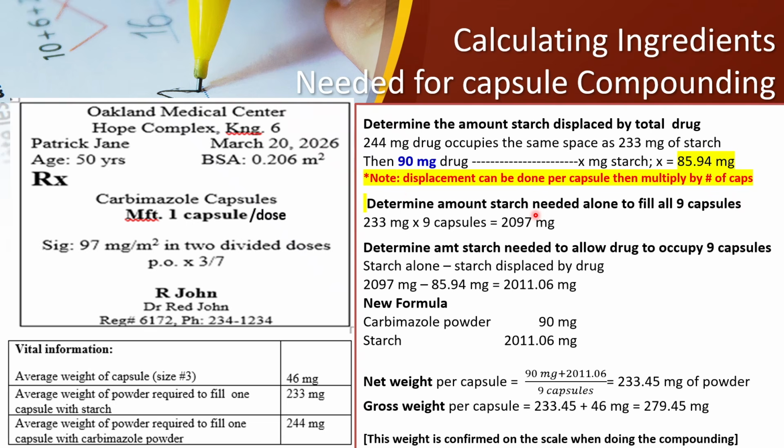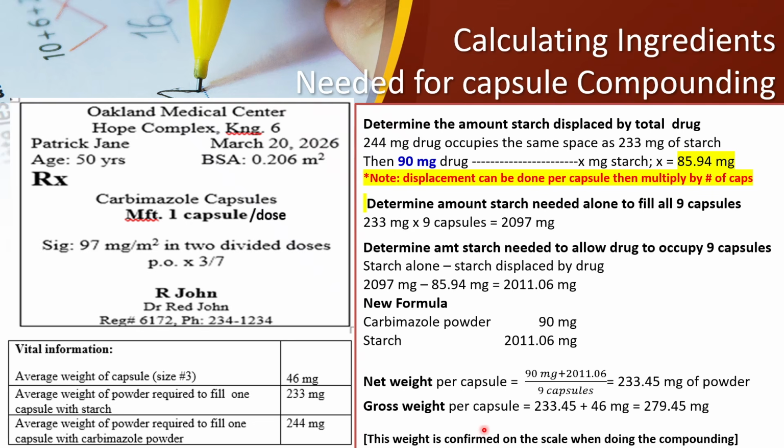Now, students may want to do the calculation per capsule, but you have to remember now, at the end, you're going to have to multiply by the number of capsules you are calculating for. So we determined the amount of starch that will be required to fill 9 capsules alone. We got that to be 2097. We subtracted the displaced starch from that amount, and that will reveal the amount of starch that you're going to combine with the carbamazepine powder in order for each of those capsules to be elegantly filled and look nice and elegant.